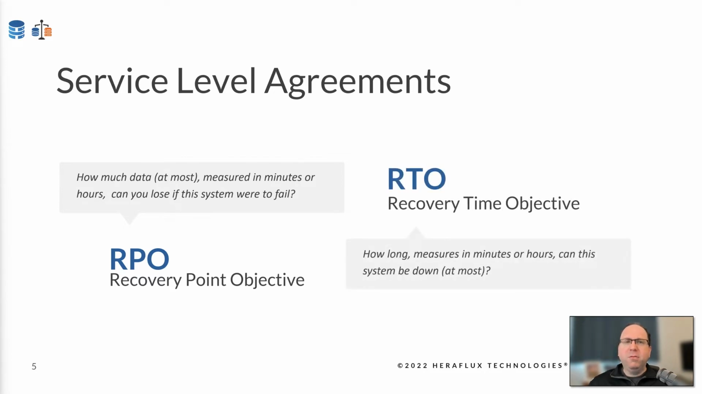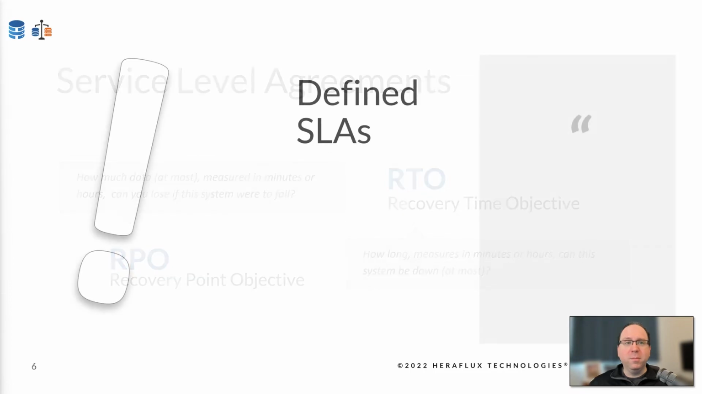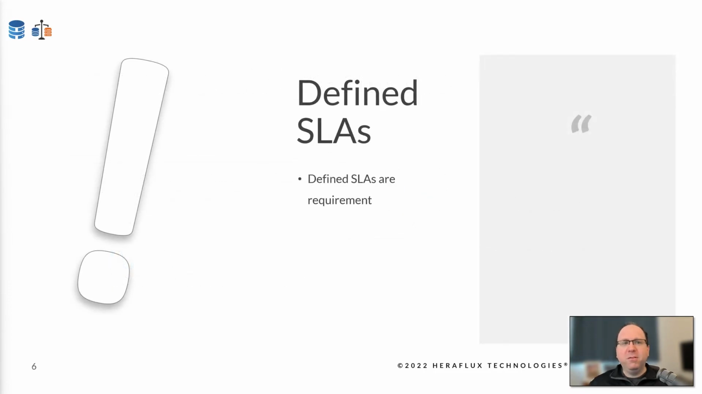The same goes with the RTO, or recovery time objective. How long, measured in minutes or hours again, can this system be down at most before the business starts to really fall over, or you breach organizational contractual SLAs, or you start to lose so much money it's just not even worth it? You have to have these defined. You have to.